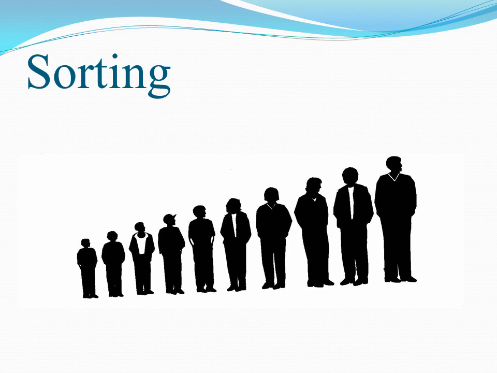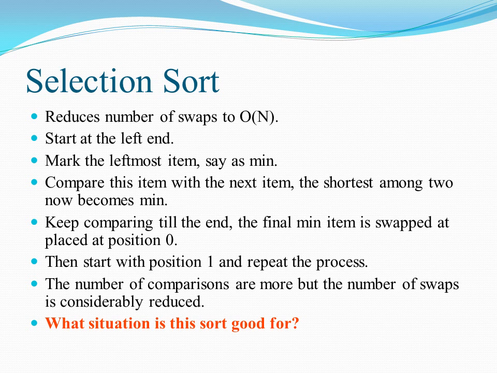Now you can see here the people are standing in logical order, that is ascending order. The first one is smaller than the second one, the second person is smaller than the third person, smaller than the fourth person, smaller than the fifth person, smaller than the sixth person. So this is nothing but a sorting mechanism.